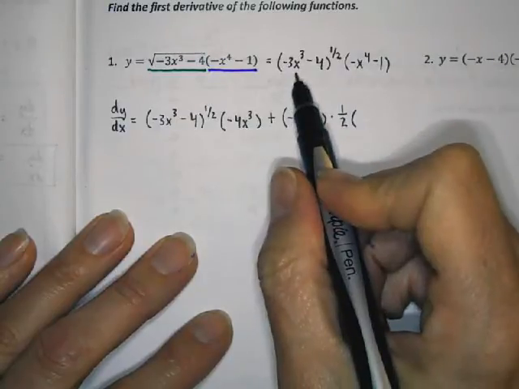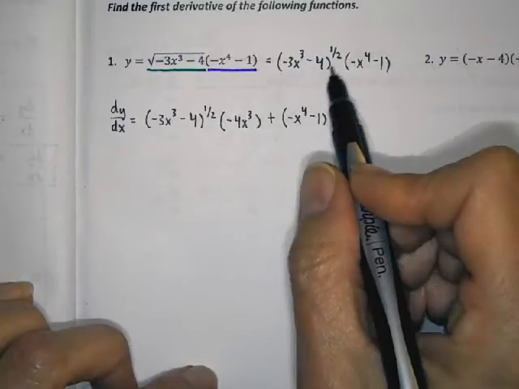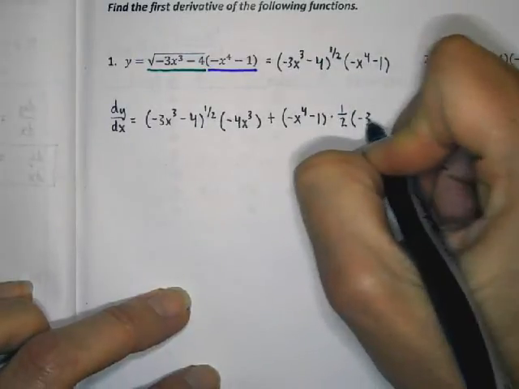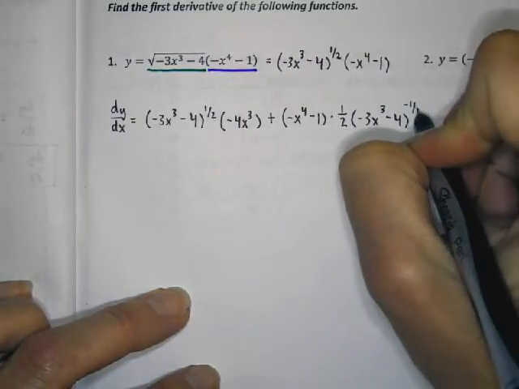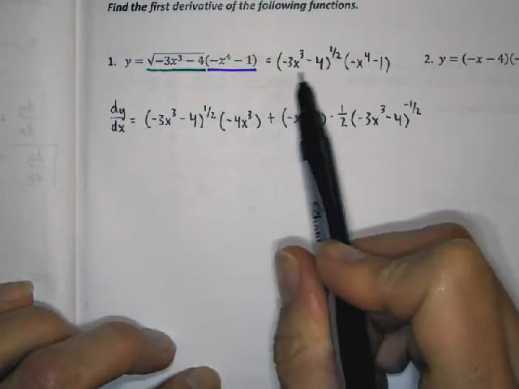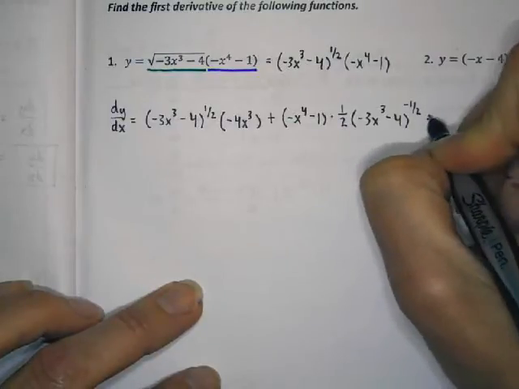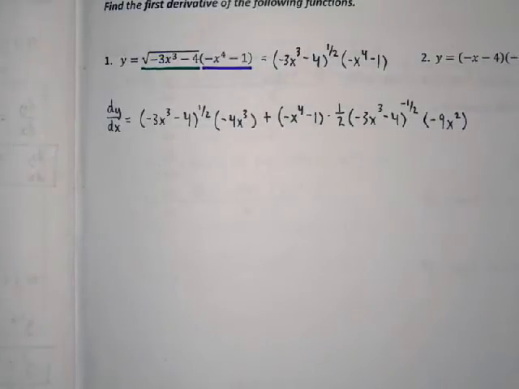Now here with my first factor, hopefully you're recognizing that this is going to require the chain rule. The first thing I'm going to do is deal with my power rule. So 1/2 times negative 3x cubed minus 4 to the negative 1/2. And then I need to multiply by the derivative of the inside, which is going to give me a negative 9x squared. And so if we've gotten through that, you have all the pieces.